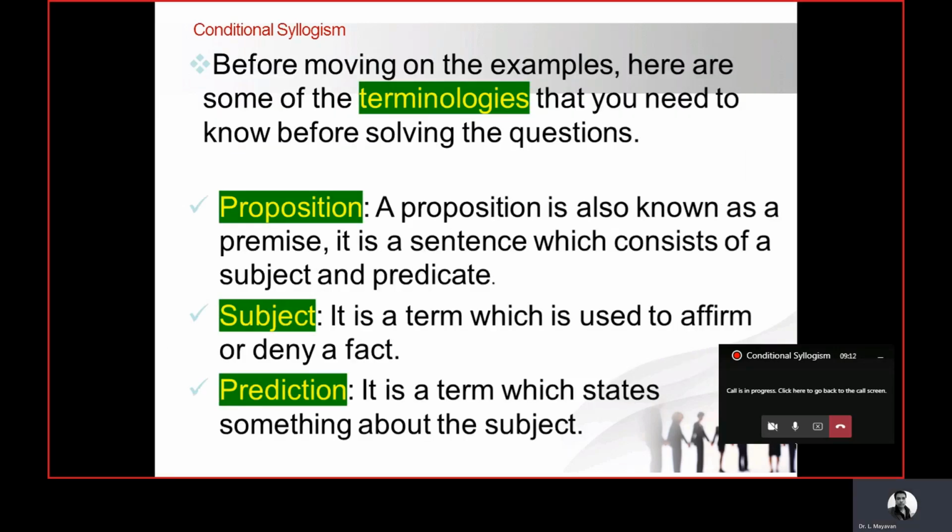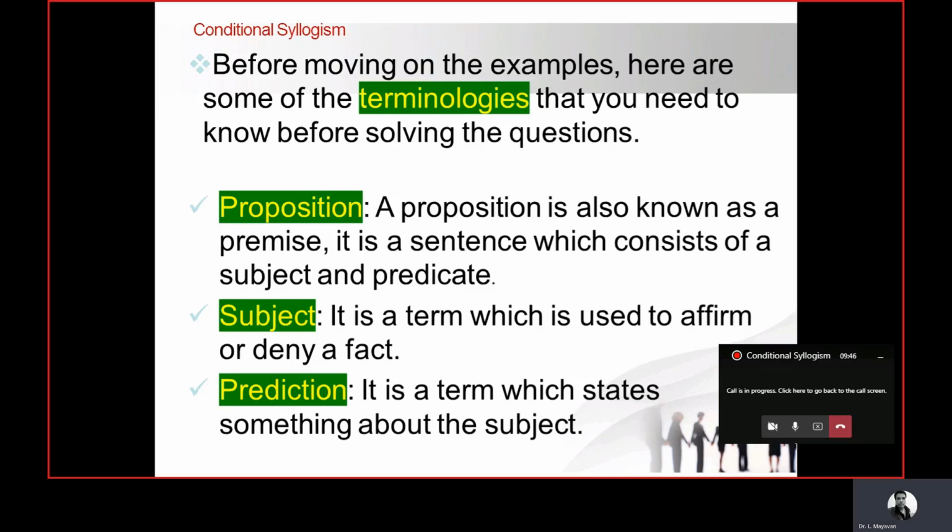Before moving on to the examples, let us be thorough with some of the terminologies that you need to know before solving the questions. Propositions is a term used in syllogistic statements. The proposition is also known as a premise, as we were talking about major and minor premise. It is a sentence which consists of a subject and predicate.